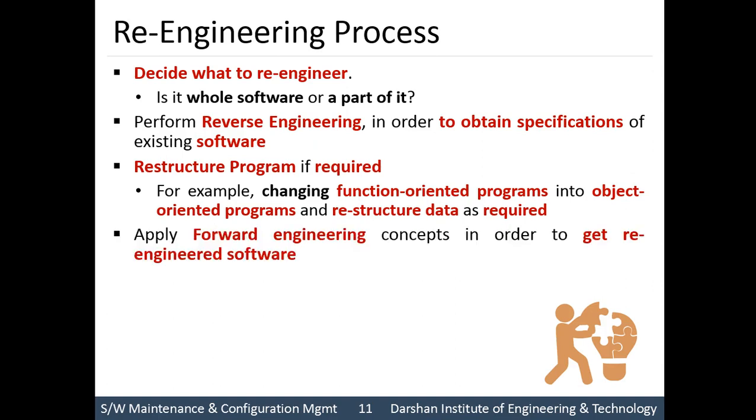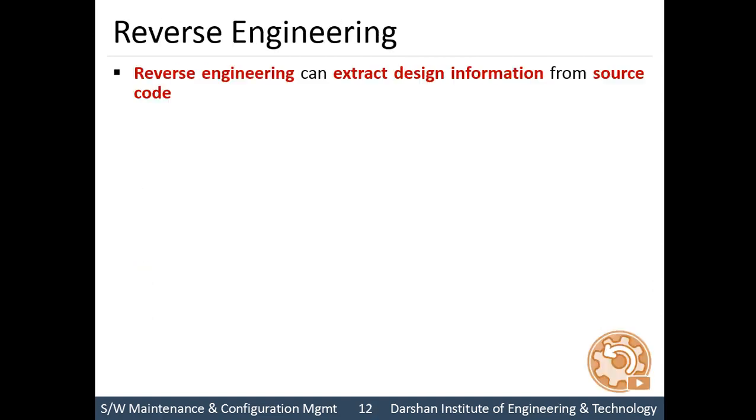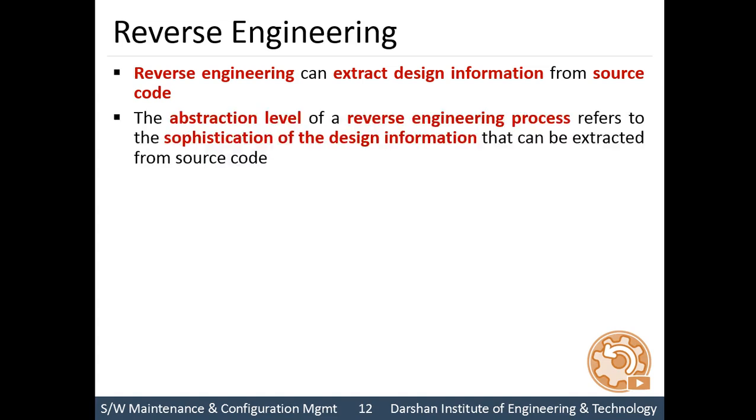And finally, we apply the forward engineering concept in order to get re-engineered software. In reverse engineering, let us start with the reverse engineering. In reverse engineering, we extract design information from the source code. We do have the source code of all the software. So the first step of reverse engineering is to extract the design information. We need to prepare the software design of the old software by studying the source code of the old software.